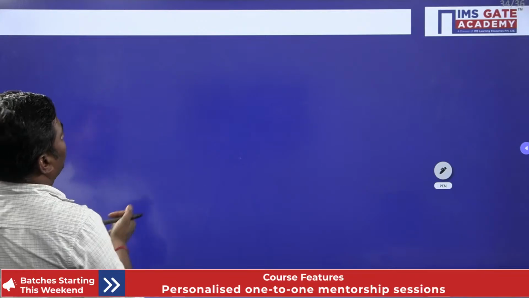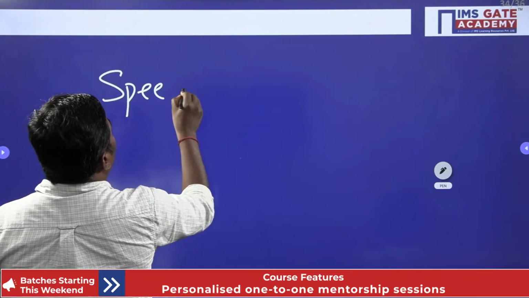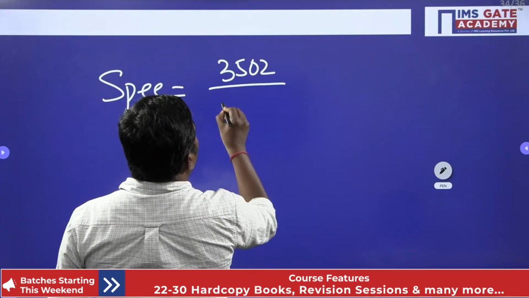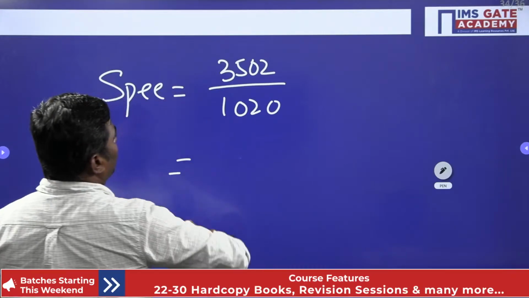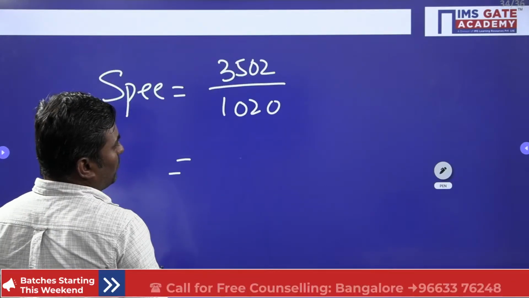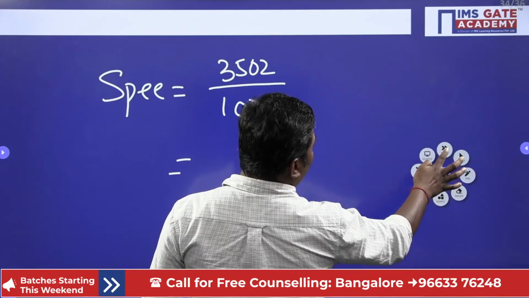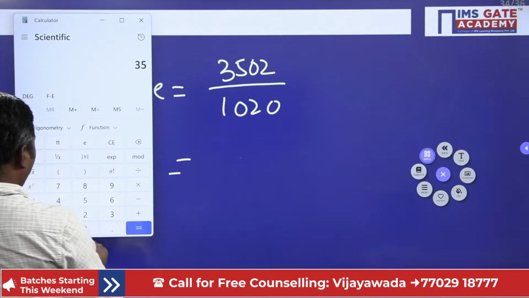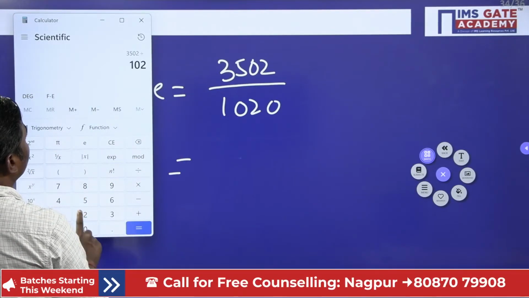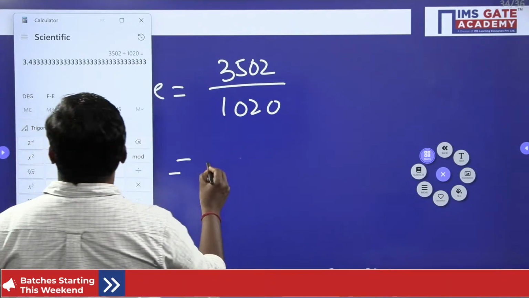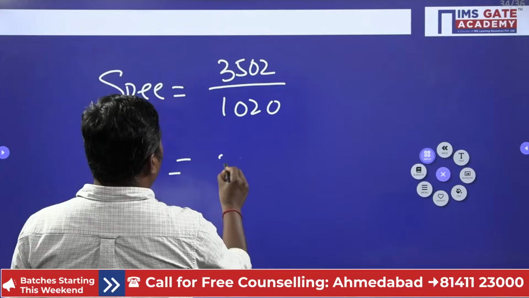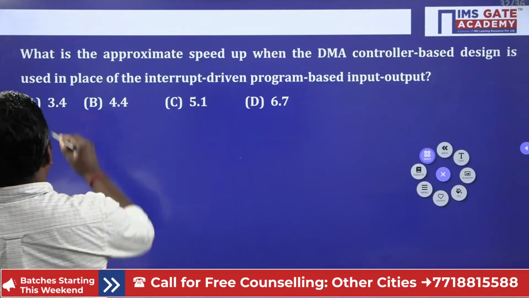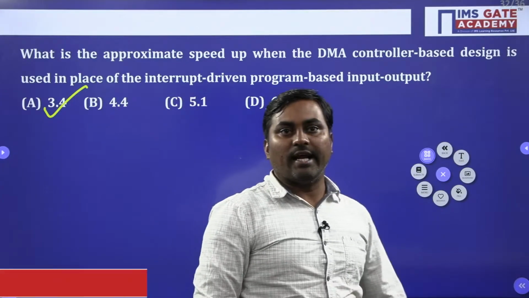Now the speedup factor. What is the meaning of speedup factor? The speedup factor means comparison. So the interrupt driven IO time, 3502, divided by 1020. What answer does this give? 3502 divided by 1020 gives 3.4. Is there such an option? 3.4. Yes, option A is right. Option A is the right answer for this question.